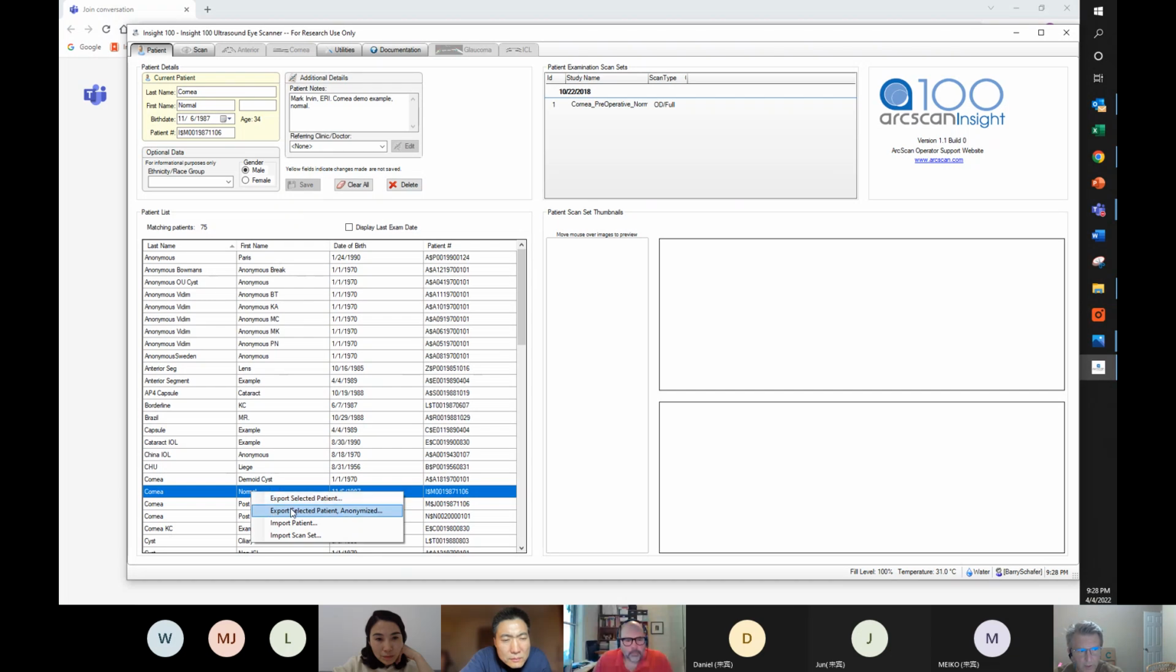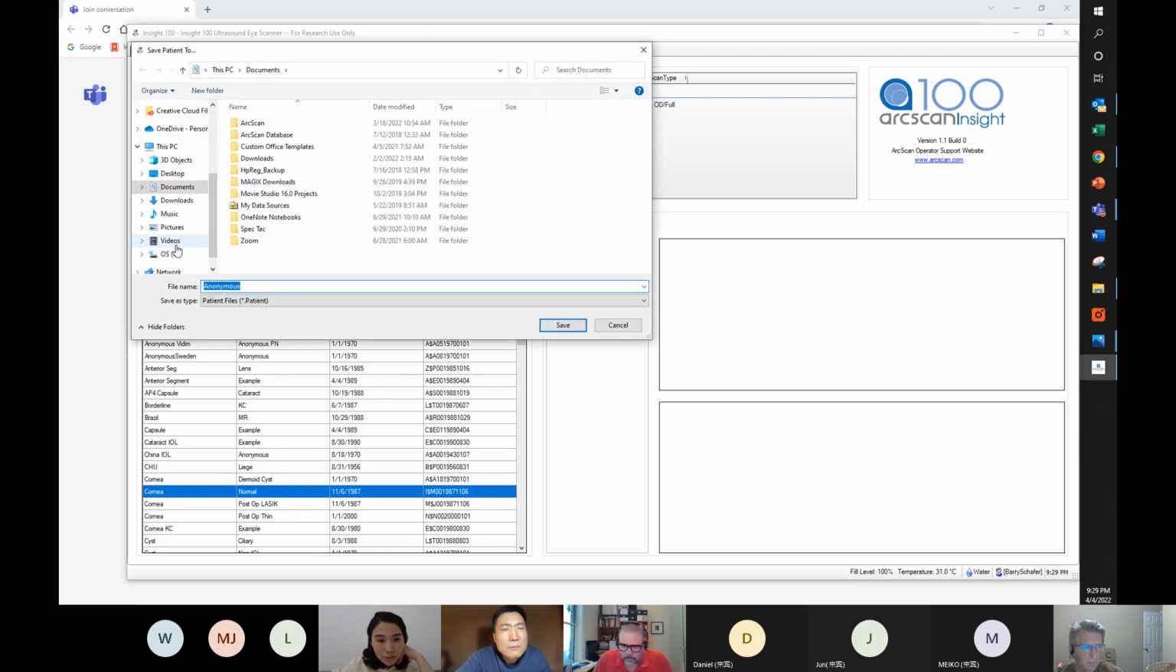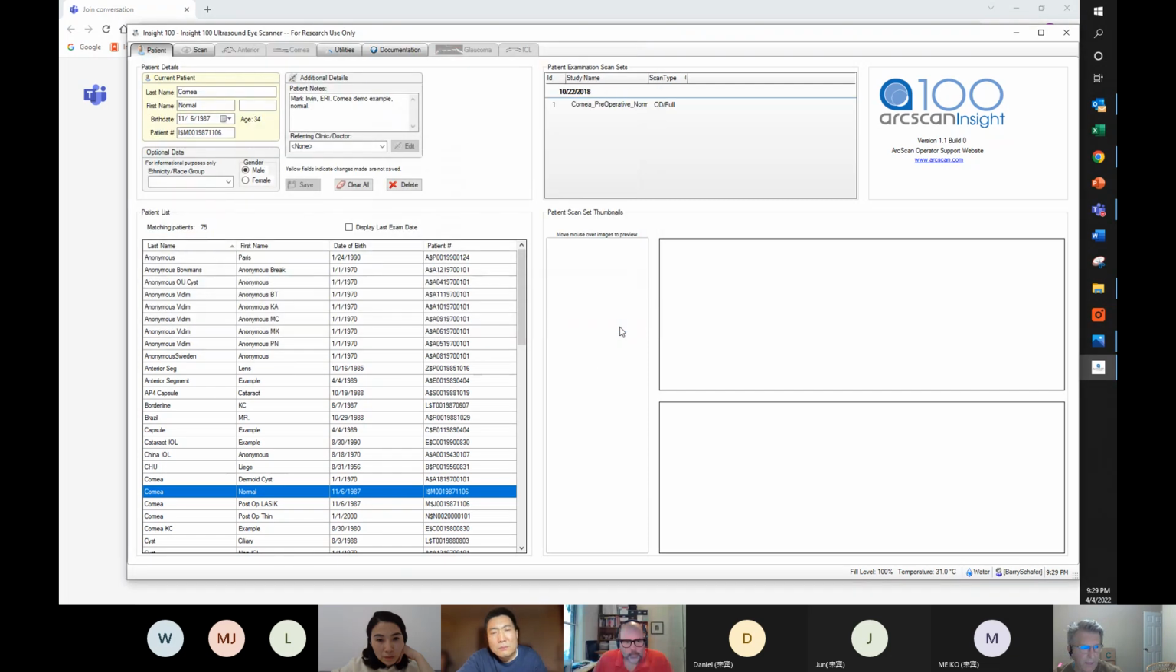If you use export anonymously, the patient name is not on there. There's no data about the patient name. By exporting that, you just move it to a jump drive or wherever you wish to move that image, and that whole file will come over. And then when you get that jump drive, you're going to come here and right click and import a patient. Then look for your jump drive and pull that patient file in. And then you can look at it in your software.